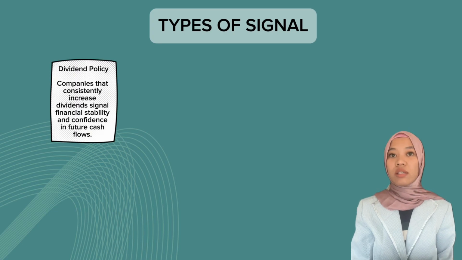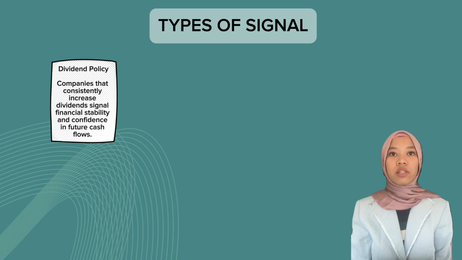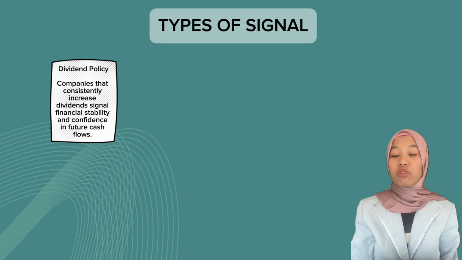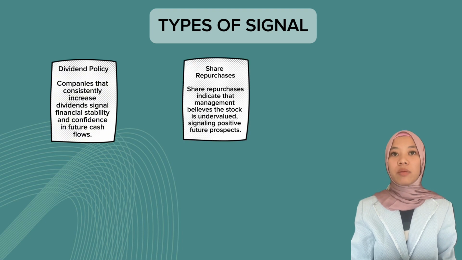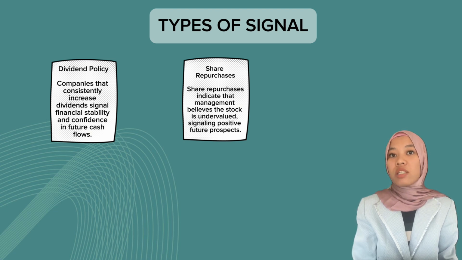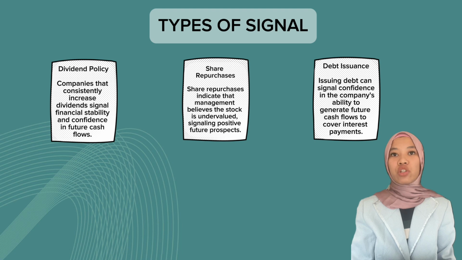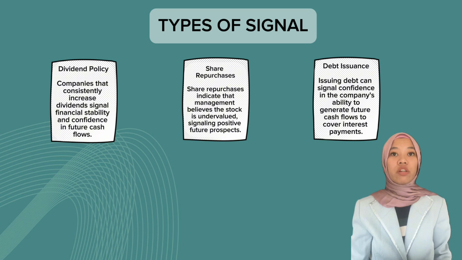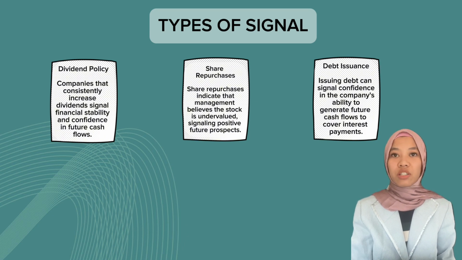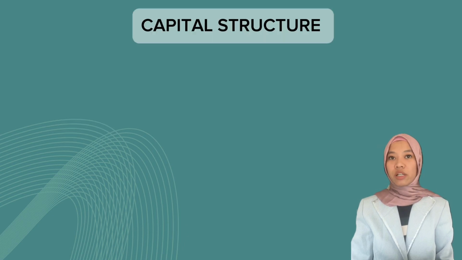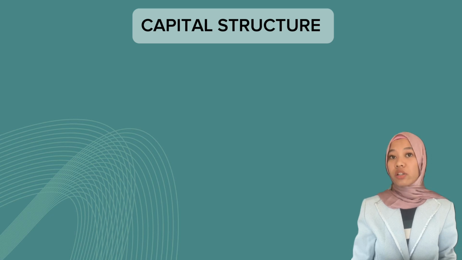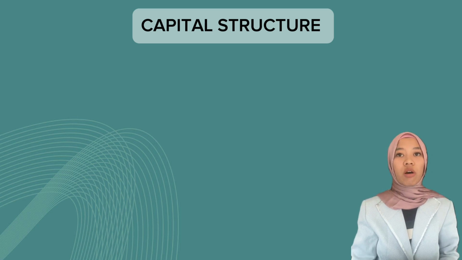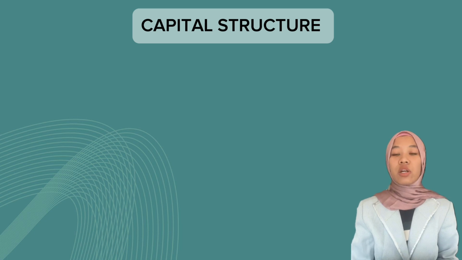Companies that consistently increase dividends signal financial stability and confidence in future cash flow. Second is share repurchases. Share repurchases indicate that management believes the stock is undervalued, signaling positive future prospects. Third is debt issuance. Issuing debt can signal confidence in the company's ability to generate future cash flow to cover interest payments. The conclusion is capital structure decisions are critical for companies to achieve optimal financing and maximize shareholder value.